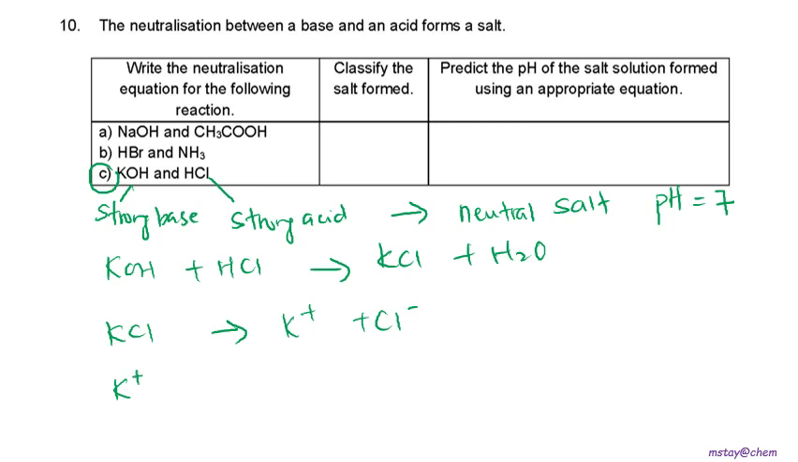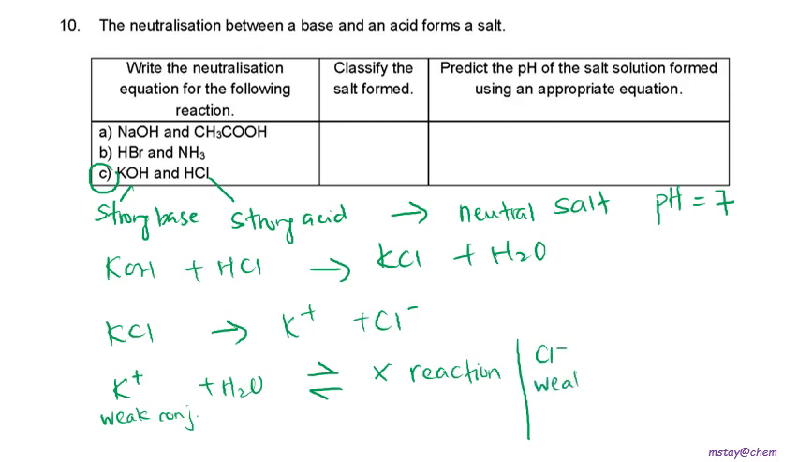K plus is from a strong base, so it is a weak conjugate, and it is not able to hydrolyze the water, so no reaction. Same case happens to the Cl negative. It is also a weak conjugate because it is from a strong acid, so reacting with water also cannot hydrolyze water, so we consider there is no reaction. So in this case, H plus and OH negative are not produced, so the pH value will equal 7.